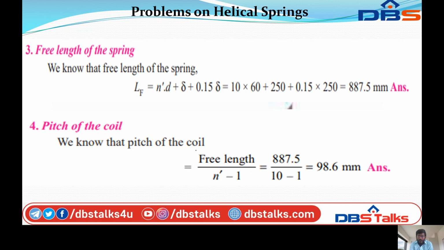Finally, last we can calculate the pitch of the coil. We know that the pitch of the coil is equal to free length by N dash minus 1, that is equal to 887.5 divided by 10 minus 1, that is equal to 98.6 mm. So this is the final pitch of the coil, that is equal to 98.6 mm.